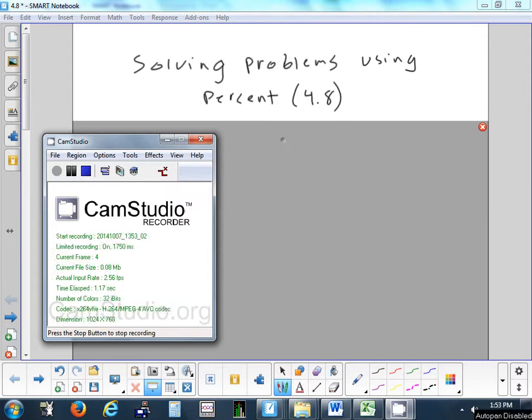Okay, today we're going to look at section 4.8. It's more with percent problems. We're going to have 4 formulas today.